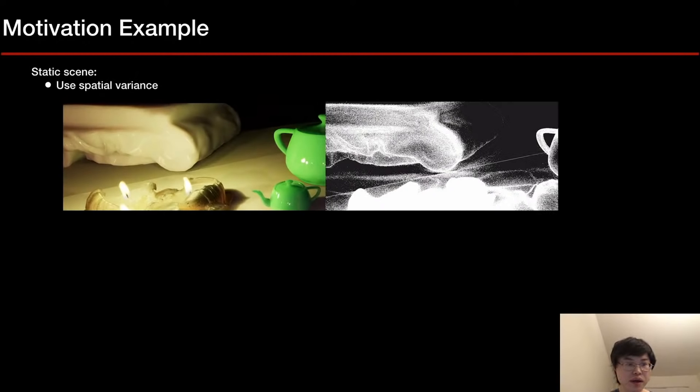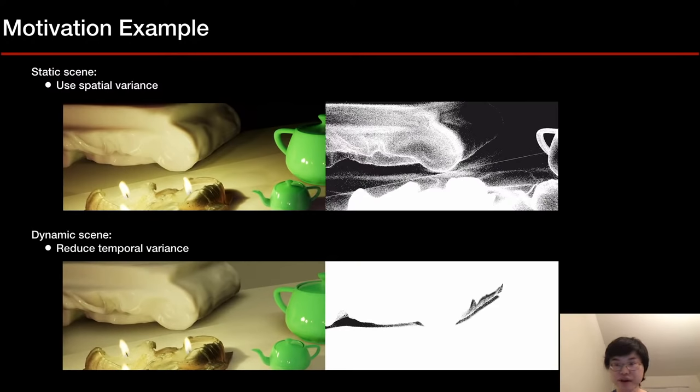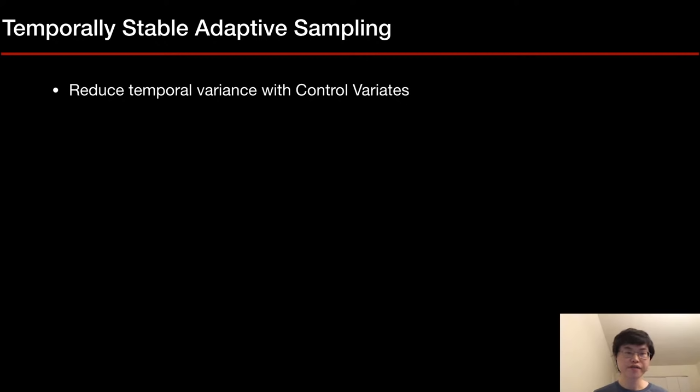So, how can we use the spatial variance in static scenes as in previous real-time adaptive sampling, and reduce the temporal variance during dynamic scenes at the same time, to achieve temporally stable adaptive sampling? To achieve this, we seek to use control variates. Before going into the detailed design of using control variates for subsurface scattering, let's first analyze the variance and solve the problem on a simplified example in the temporal domain.